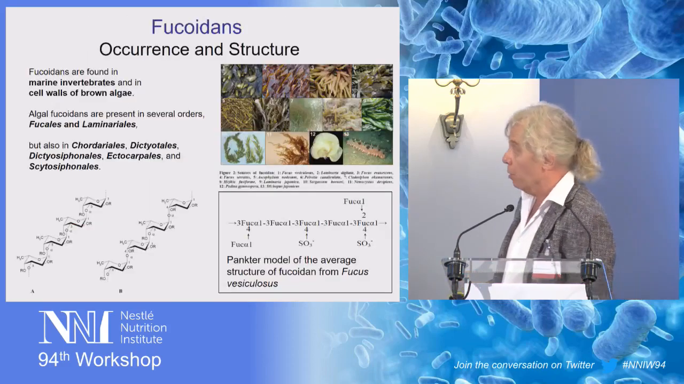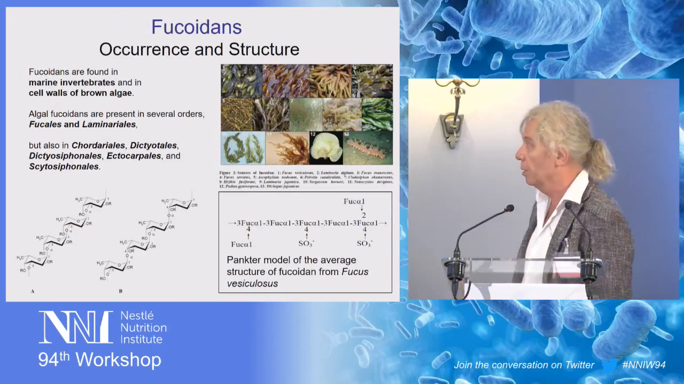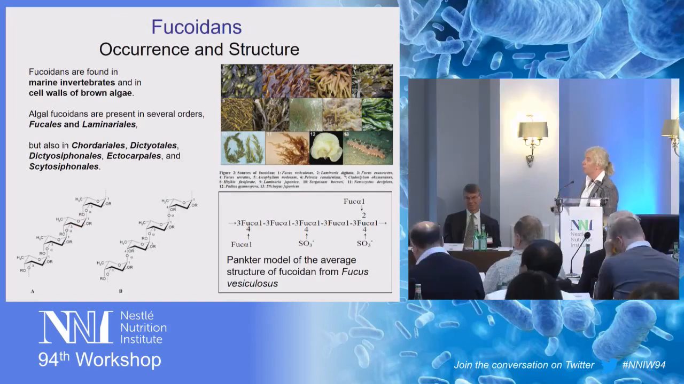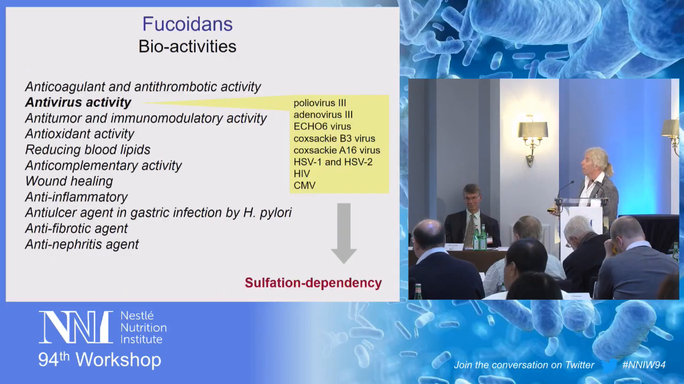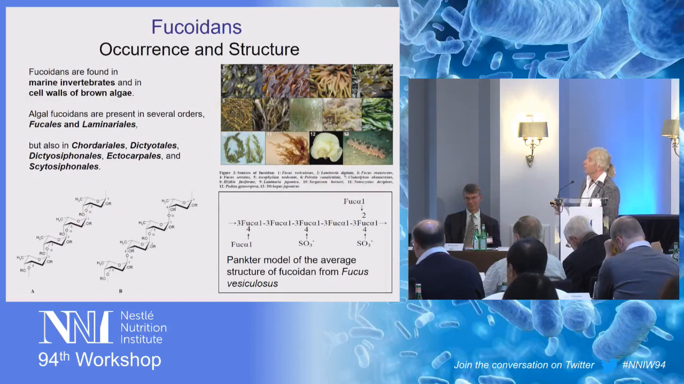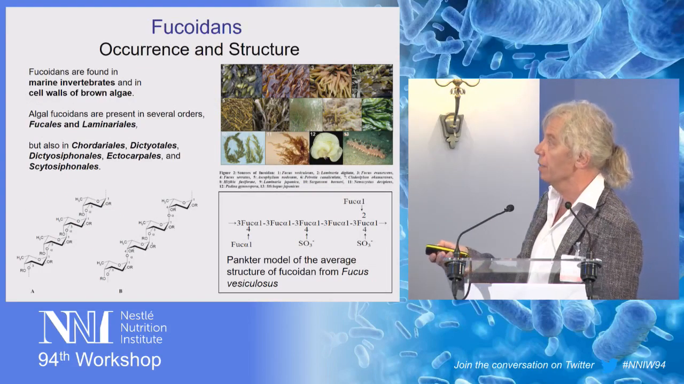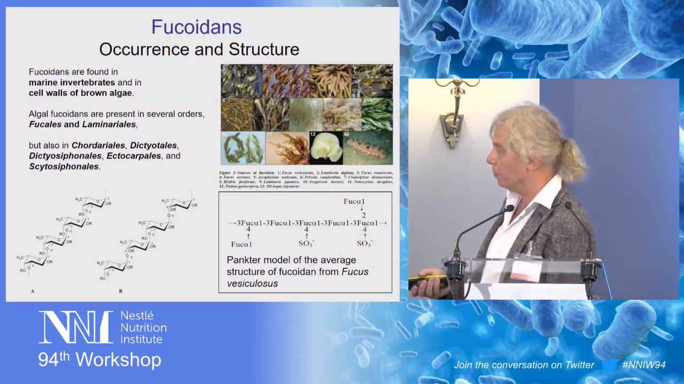And this led us to the question whether there could be other compounds in nature which could substitute for these blood group specific structures in milk. And we found these fucans or fucoidins, which are expressed in many marine invertebrates and in the cell walls of many brown algae, in particular in the Fucales and the Laminariales.